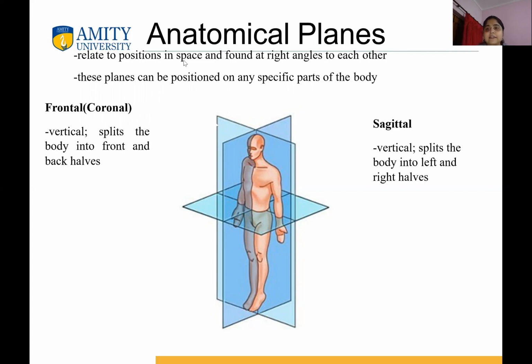Next is the sagittal or the vertical, which splits the body into left and right halves. Third is the transverse, that is the horizontal, which splits the body into upper and lower halves.